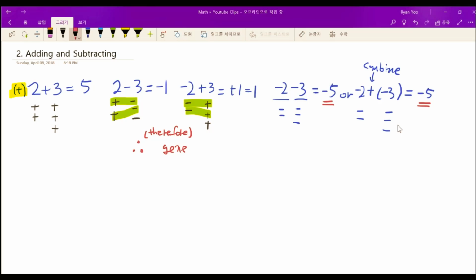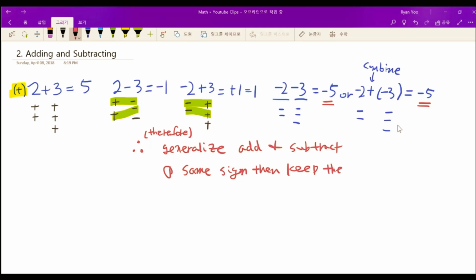Therefore, we can generalize. Generalize, G-E-N-E-R-A-L-I-Z-E, add, and subtract. Which is when you have a same sign. Number one, same sign, then keep the sign, and add.